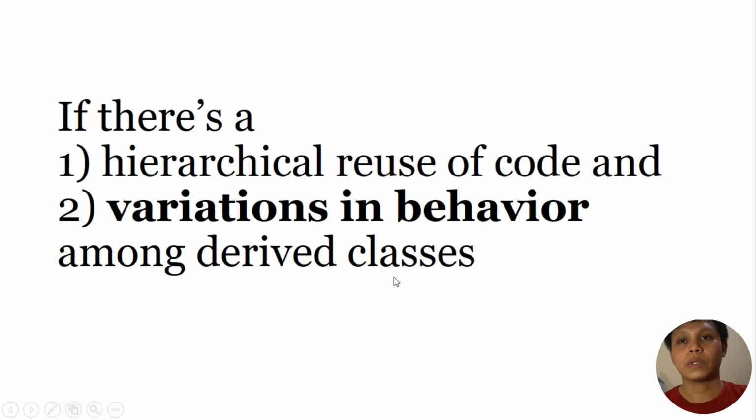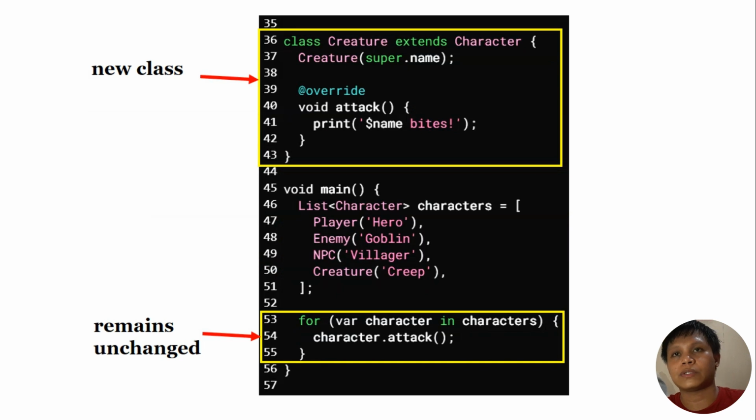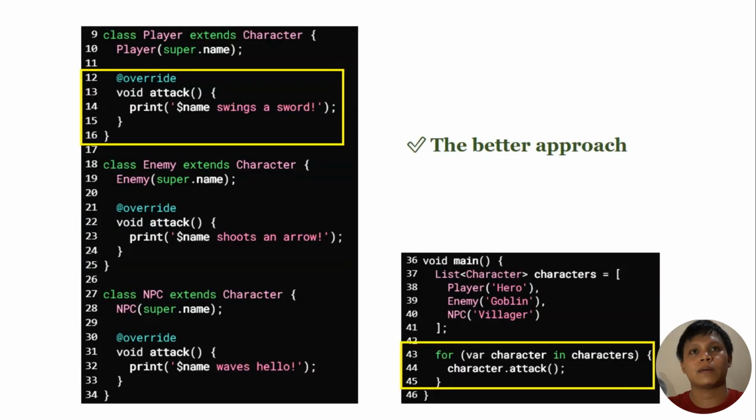So if you have two or more derived classes where each derived class or subclass has its own implementation sa behavior niya, yun, that's pretty much it, no? Variation everywhere. And you have seen this in our previous example right here, di ba?